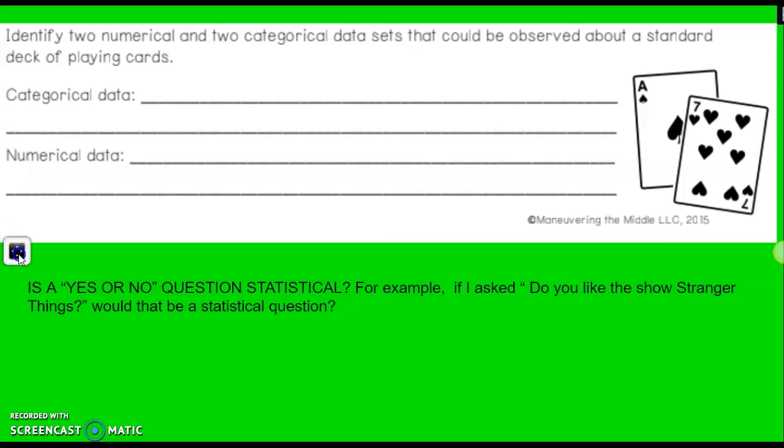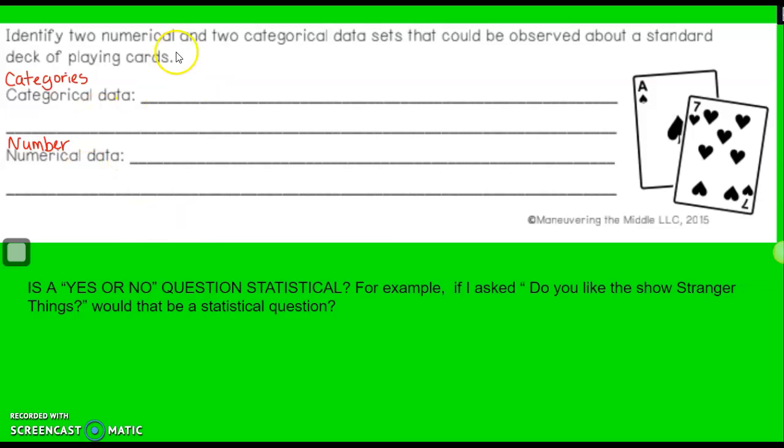This is something that I want you guys to do on your own, this top part. Identify 2 numerical and 2 categorical data sets that could be taken about a standard deck of playing cards. So if you were just looking at a deck of cards, what are 2 categories that you could collect data about? And then what are 2 things that you could ask that would produce a number answer or numerical data? You can pause it here and do your own.